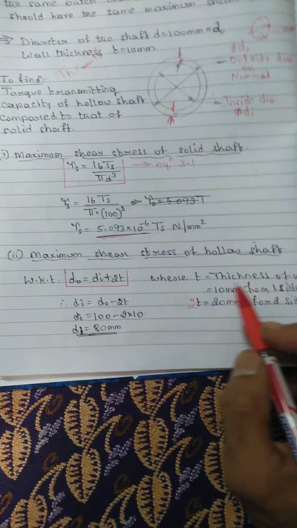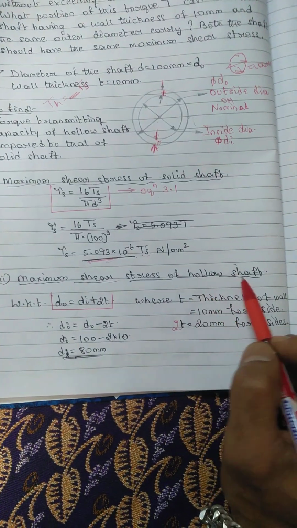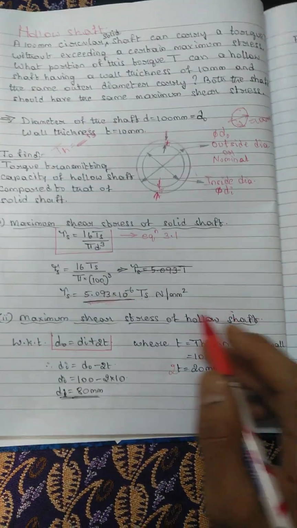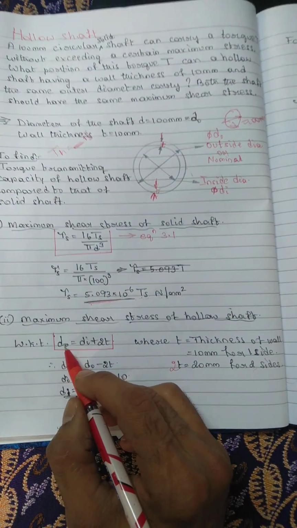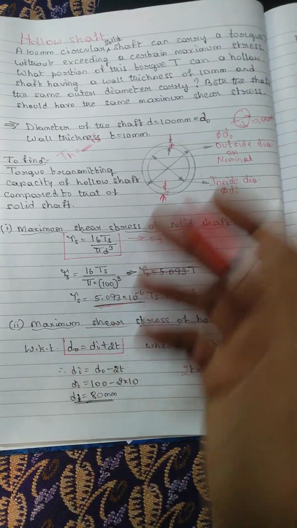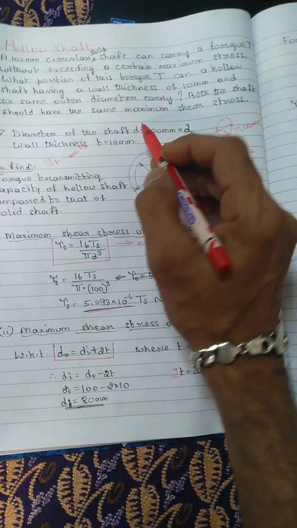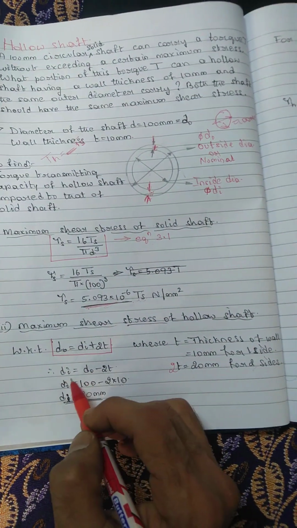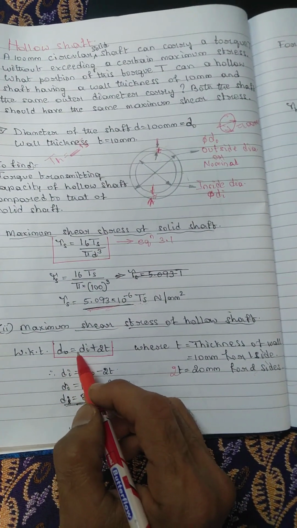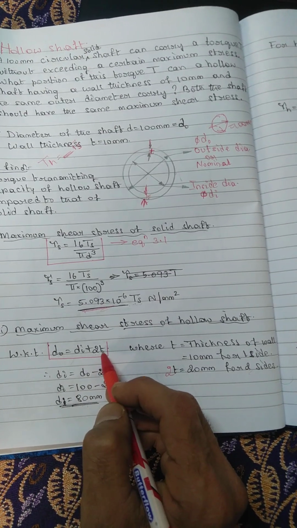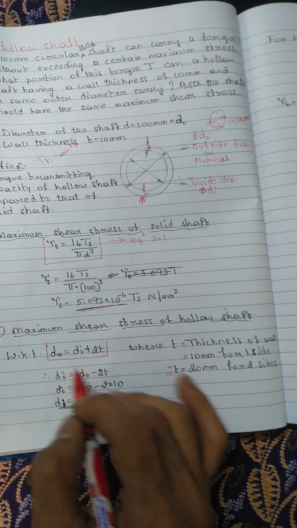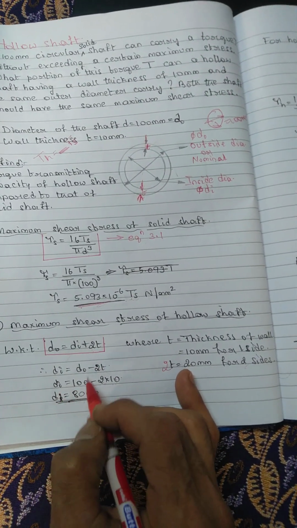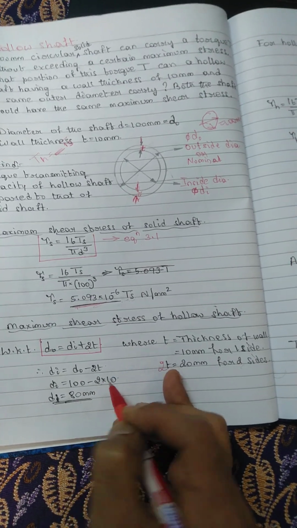Fine. Next, the maximum shear stress of the hollow shaft. Before using the equation we will find the inside diameter. The outside diameter of this hollow shaft is equal to the diameter of the solid shaft, so this will be 100 mm. The equation is outside diameter equals inside diameter plus 2 times thickness, that is 2t. Let's make the necessary arrangement: di is equal to 100 minus 2 into 10, so the inside diameter is 80 mm.